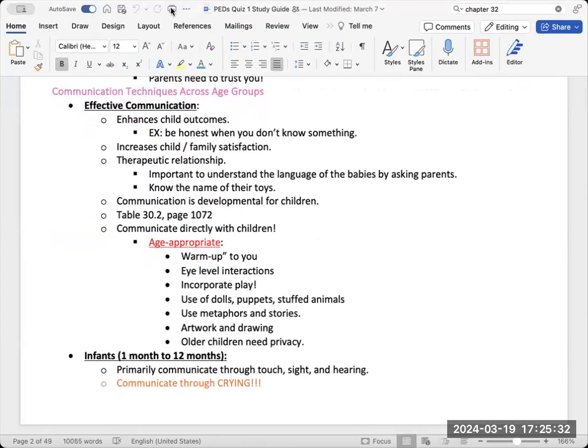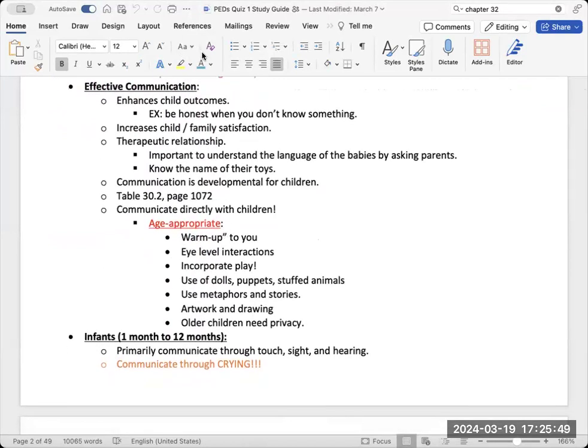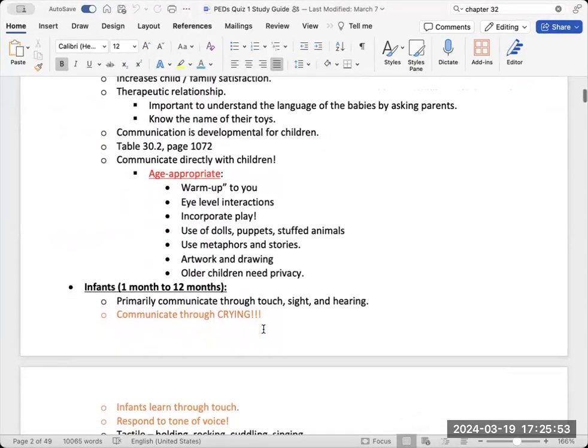Now, we're going to talk about communication techniques across the age groups, okay? So, first of all, we need to be honest when we don't know something. That's going to enhance the child's outcomes. If we don't know something, we're going to find the answer. We want to make sure that we increase child and family satisfaction, and we want to promote a therapeutic relationship. And we do this by understanding the language of the parents, by asking them, what are some words that you use at home, right?